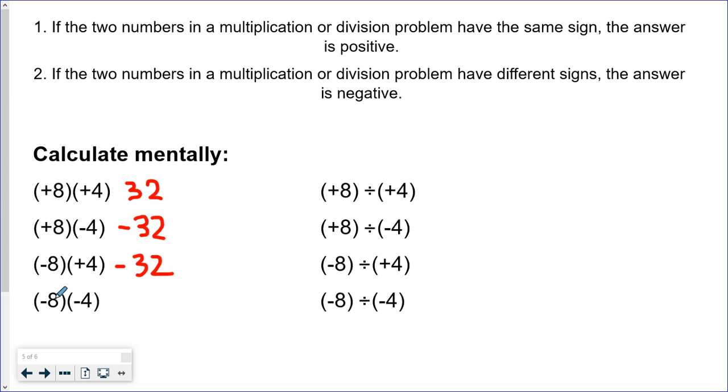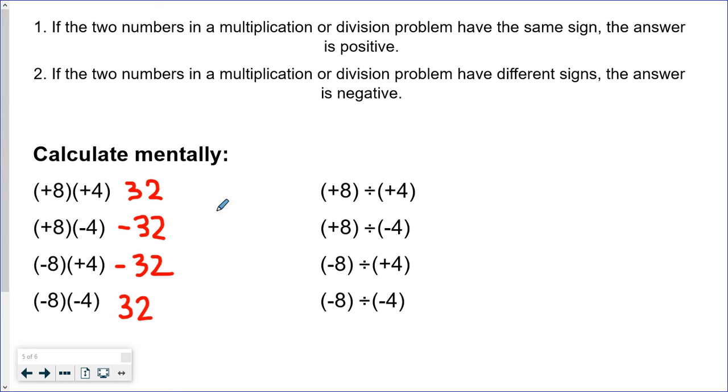And my last one, I have a negative 8, and I'm going to multiply by negative 4. This time, both of my numbers have the same sign on it. Both are negatives. So if they both have the same sign, then the answer is going to be a positive number. So this right here is going to be a positive 32.